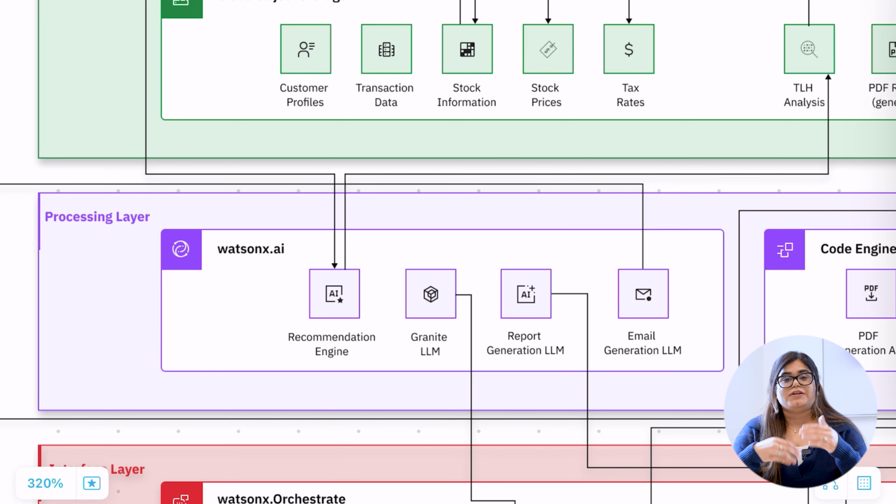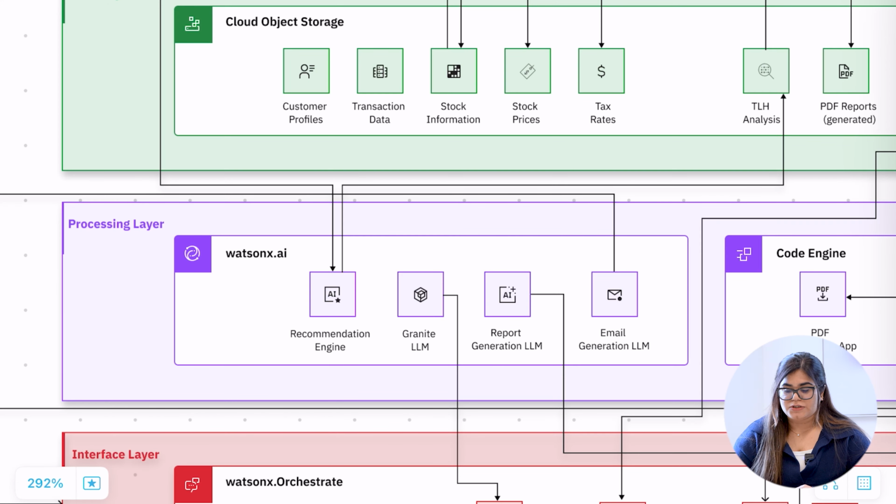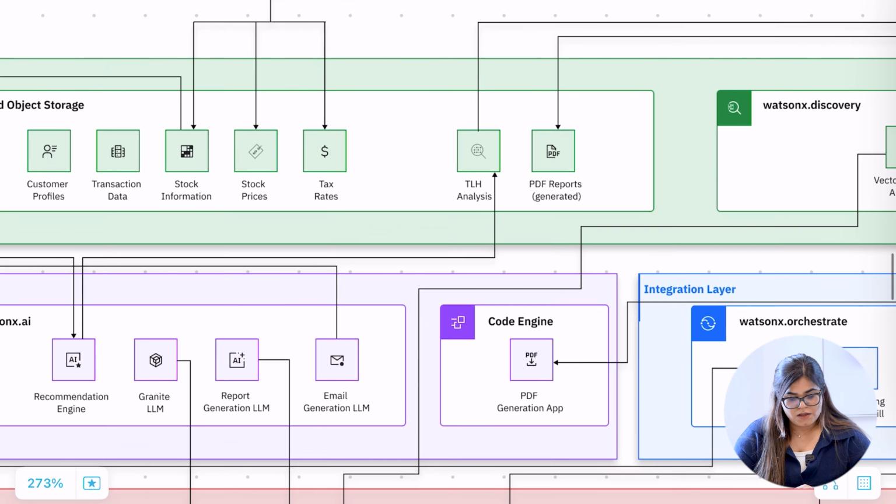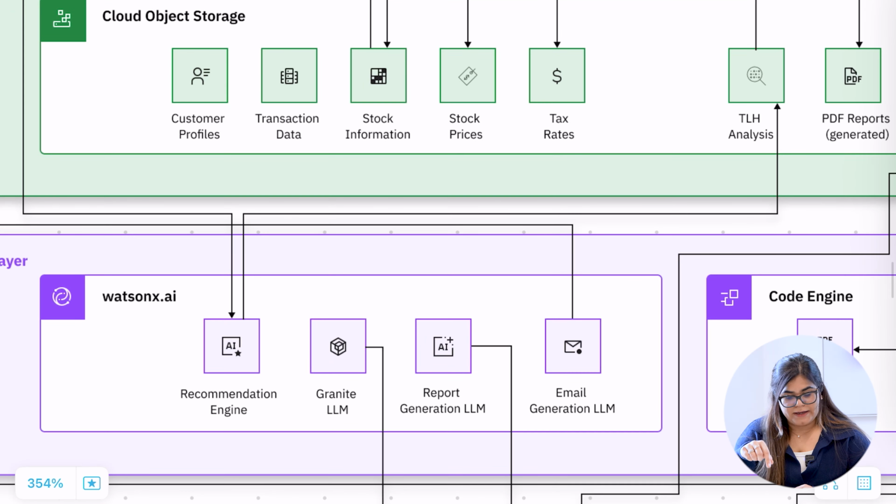This recommendation engine generates a bunch of insights that will be used by our LLMs, and this is where watsonx Discovery comes into place. The insights coming from the recommendation engine are stored as a vector database in our watsonx Discovery instance. As part of watsonx AI, we have also deployed a report generation LLM, which is prompt engineered with financial analysis language and makes sure that the reports we generate based on the recommendation insights are client-ready and can be shared with your clients, following financial language.